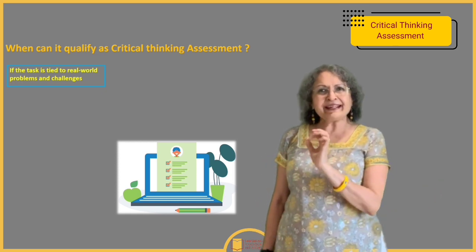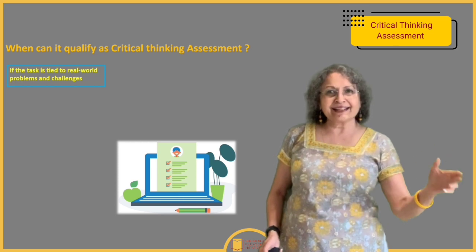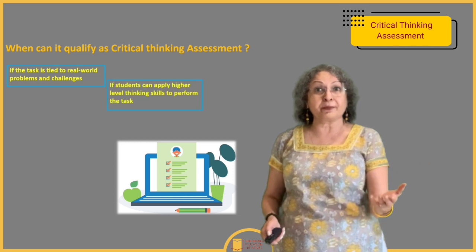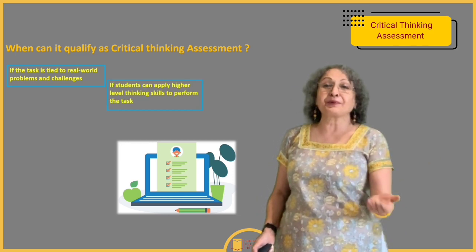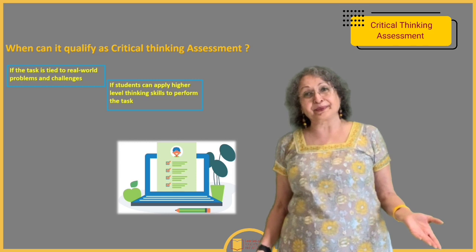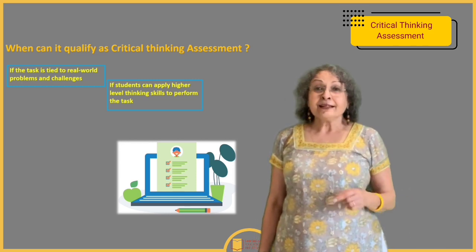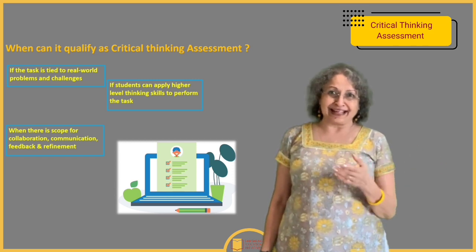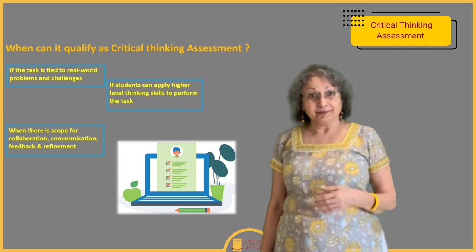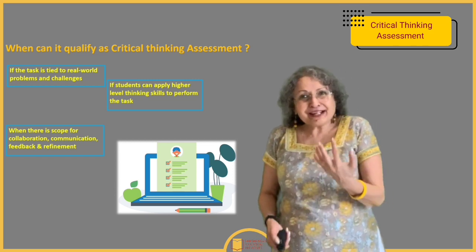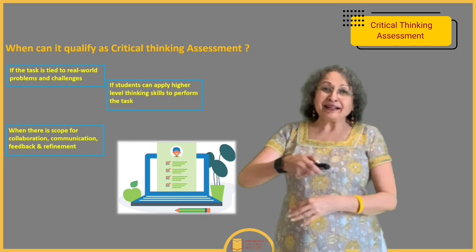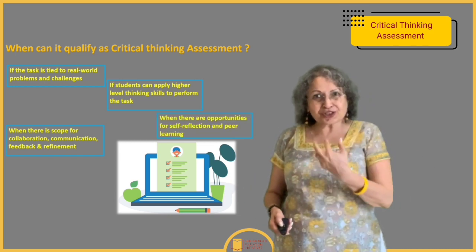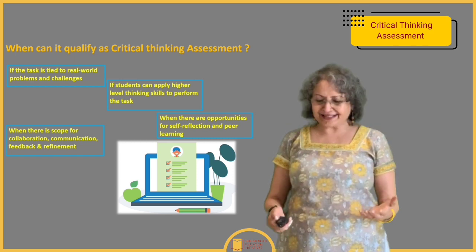Number one, जो भी task आप choose करें, जिंदगी से निगड़ित हो. In the sense, let it be connected with the real world problems and challenges. जैसे हमने एक ये problem लिया, beauty pageant को disrupt कर रहे हैं लोग. Okay. Second, students should be able to apply higher order thinking skills to perform the task, like we have just seen in the example. Third, if possible, make sure there is scope for collaboration, communication between a group of students in the class, between the teacher and the students, some feedback, and so on.